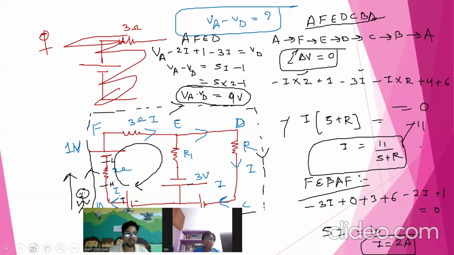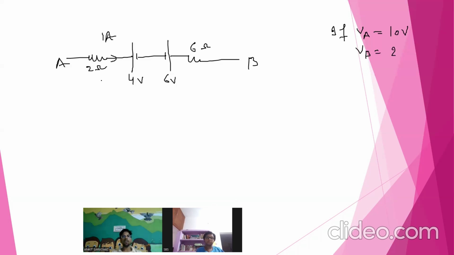Any doubt? No, sir. If I ask one more question to you, could you please help me? What is the answer? This is 2 ohm. This is 4 volt battery, 6 volt, and 6 ohm. A point, B point. If potential at A is 10 volt, what is the potential at B? And current is flowing 1 ampere. Could you solve?